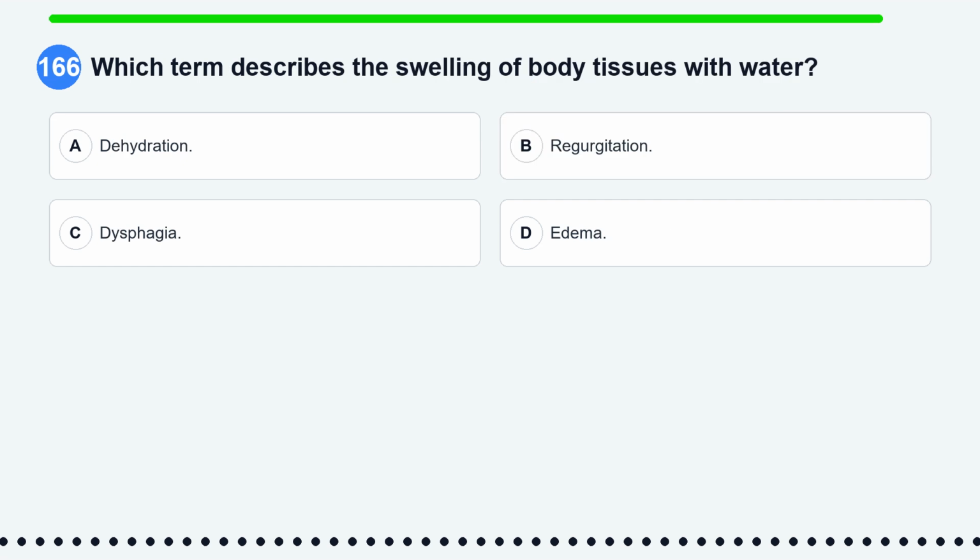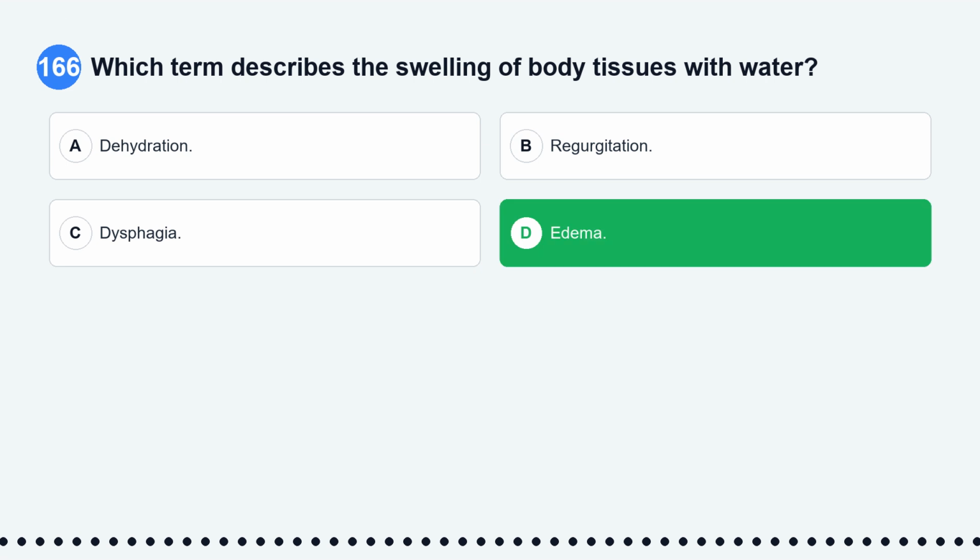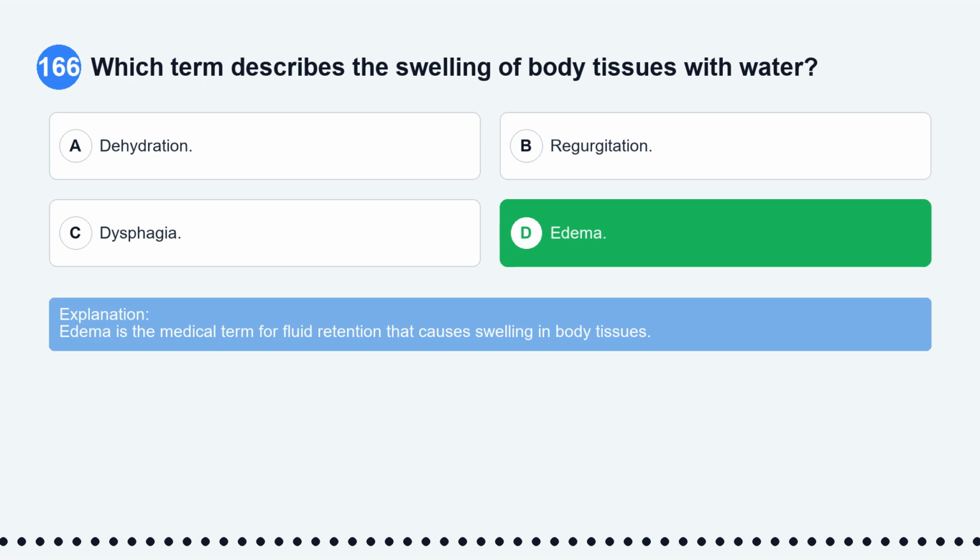Question 166. Which term describes the swelling of body tissues with water? Option A. Dehydration. Option B. Regurgitation. Option C. Dysphagia. Option D. Edema. The correct answer is option D. Edema. Edema is the medical term for fluid retention that causes swelling in body tissues.